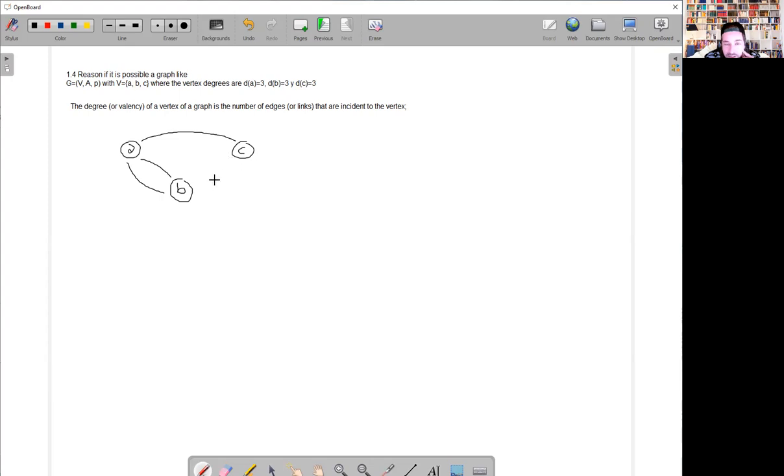So if I put another link here, now the degree of A is 3, and the degree of B is 3. I have 3 edges that are incident on this vertex. But the degree of C is 2. I only have 2 links here.